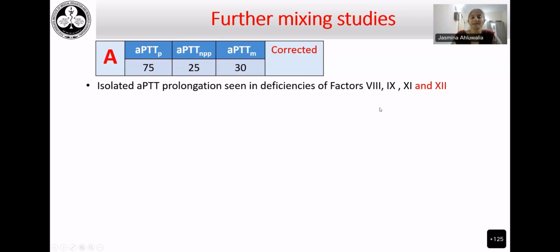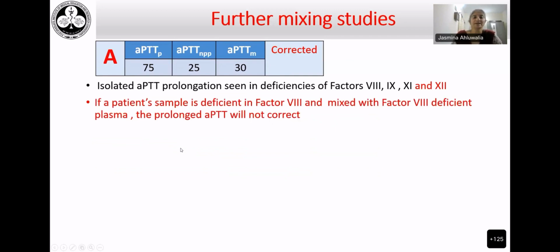So once we have an APTT which shows us correction, then we need to see which of the factor deficiencies could be present, which is causing the prolongation and gets corrected on addition of normal pooled plasma. For this, we can use a very good technique: if the patient sample is deficient in factor 8 and we mix it with a factor 8 deficient plasma, then obviously there is no factor 8 in the sample, so the APTT will not correct.